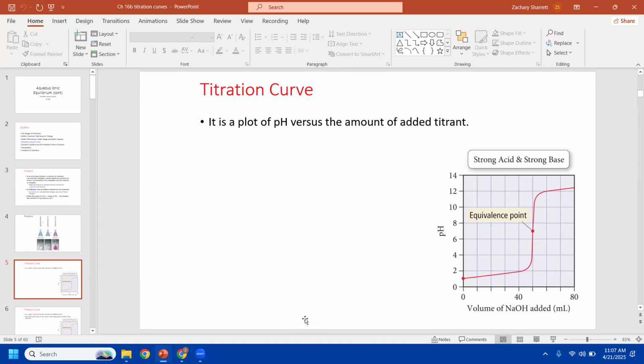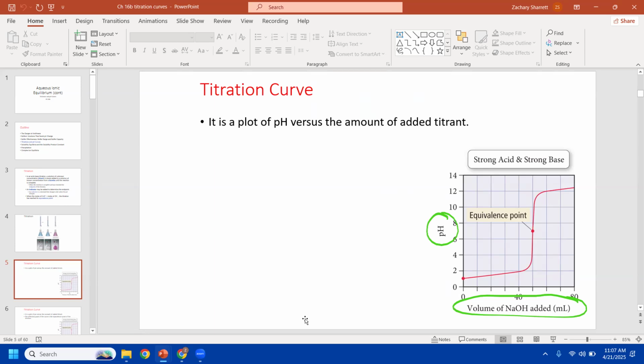I think we're going to do this in lab, where you're going to put your thing in. You might add a few drops, you might add a mill or two, write down the pH, add a mill or two, write down the pH. So basically we're writing down the pH after each milliliter of NaOH added. Okay. What's going to happen is it's going to give us this shape.